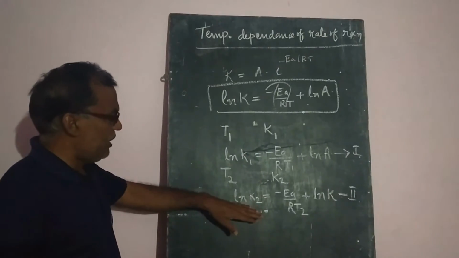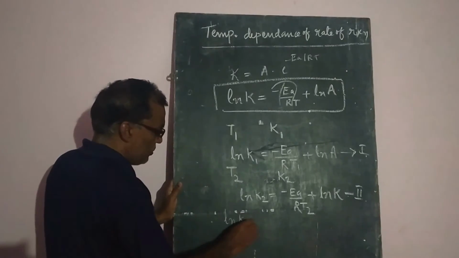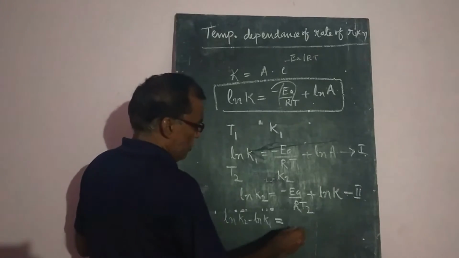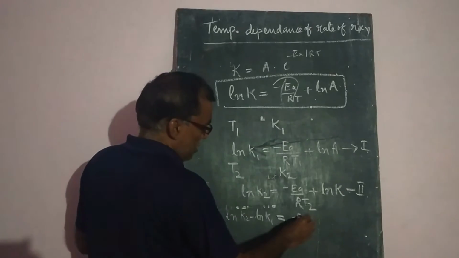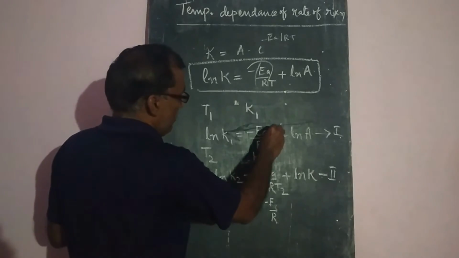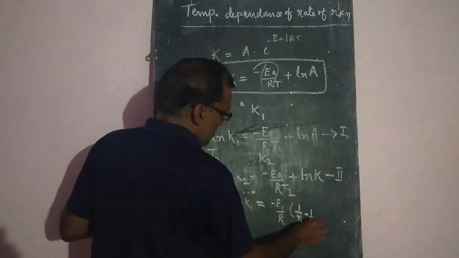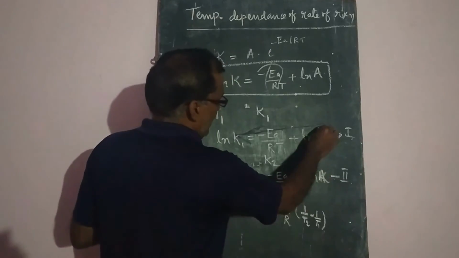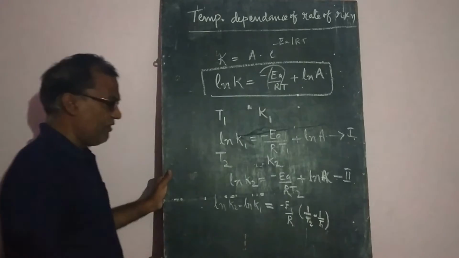If you find the difference between these two, we subtract them: natural logarithm of K2 minus natural logarithm of K1 is equal to, minus Ea by R is common in these two. So if you take minus Ea by R out as common, what will be left is 1 by T2 minus 1 by T1, plus the logarithmic value of A on both sides. When you are subtracting, these two will be cancelled and you will get the final equation.